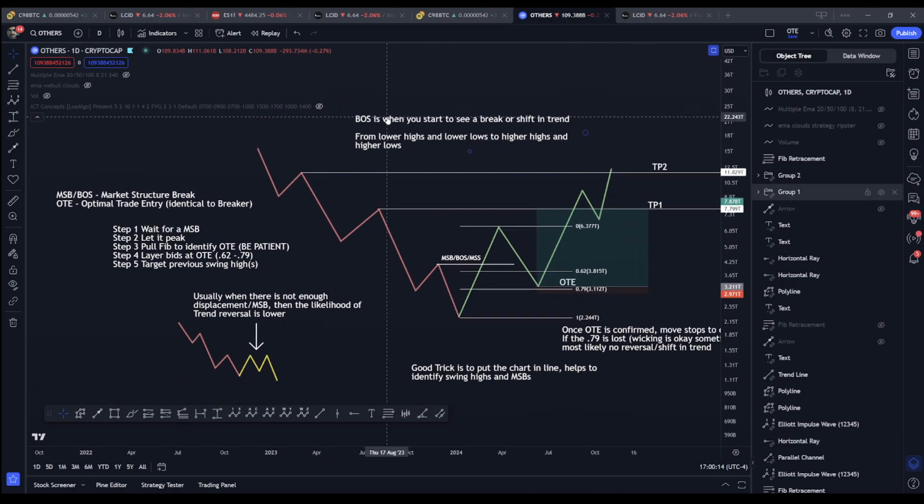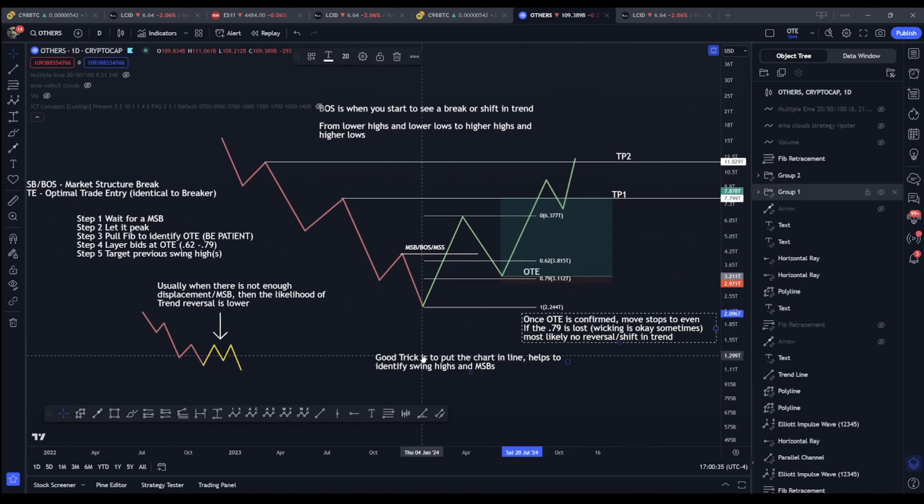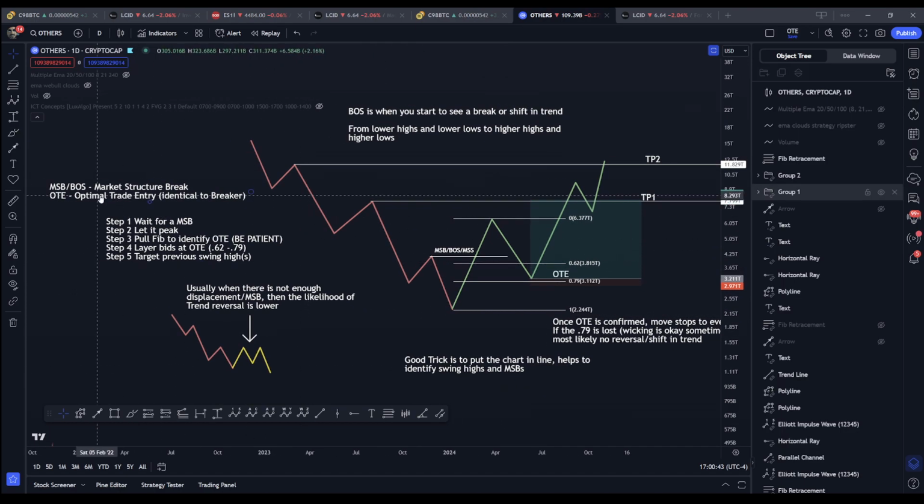All right, so a break in structure, you can call it break of structure, market structure break, market structure shift. Doesn't really matter, it all means the same thing, at least to me. So it's when you start to see a break or shift in trend from lower highs and lower lows to higher highs and higher lows. So a good tip is to put the chart in line, and it helps you identify the swing highs and any shifts, right?